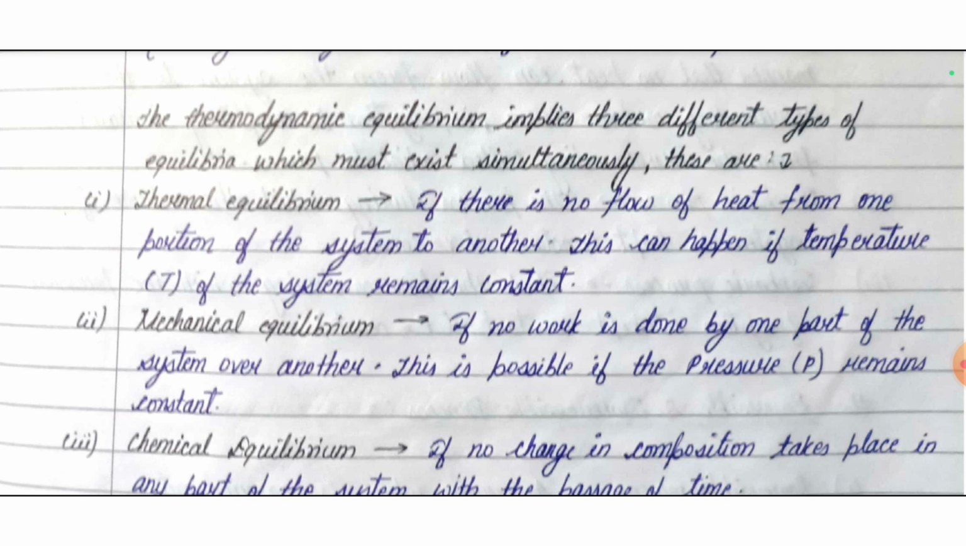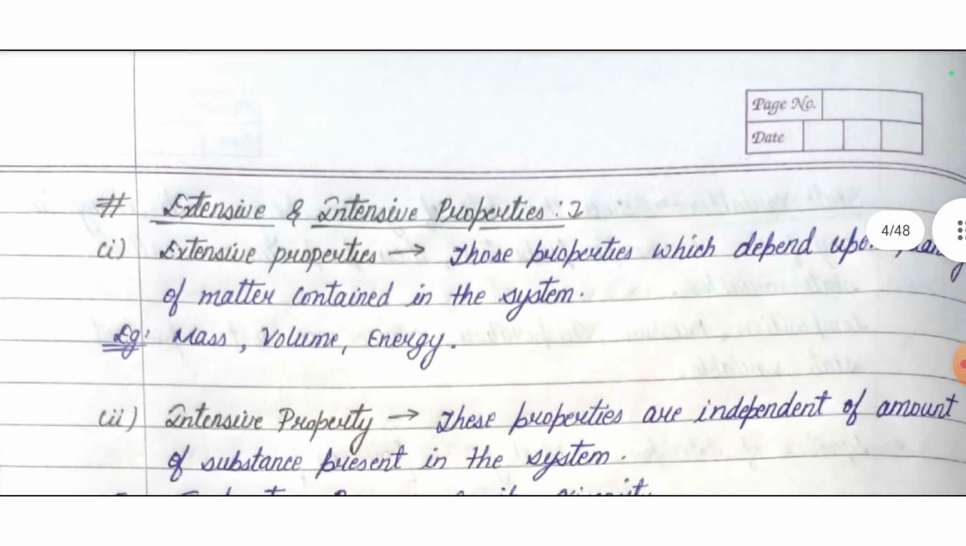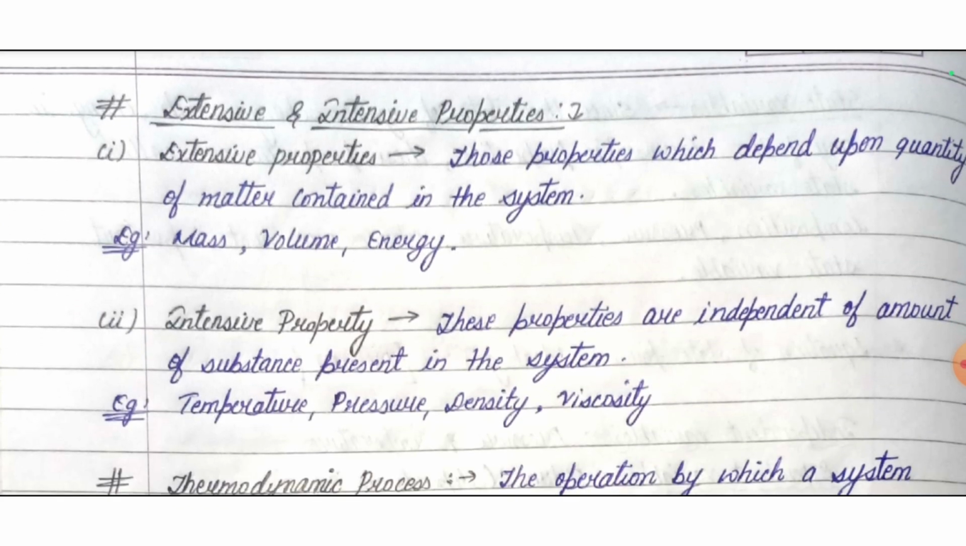Thermal equilibrium: if there is no flow of heat from one portion of the system to another. This can happen if the temperature of the system remains constant. Mechanical equilibrium: if no work is done by one part of the system over another. This is possible if the pressure remains constant. Third, chemical equilibrium: if no change in composition takes place in any part of the system with the passage of time.